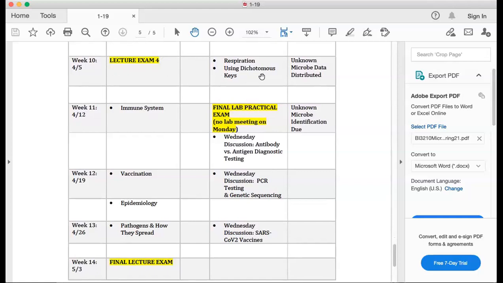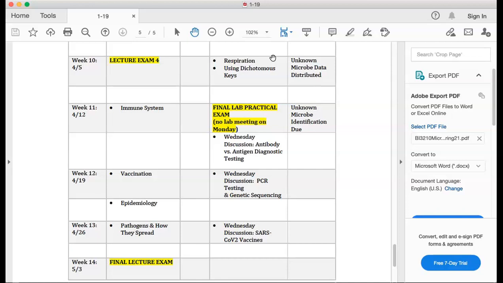And in laboratory next week, we'll be talking about our last biochemical test, which is a test or several tests that are involved in respiration, cellular respiration. The other thing that's going to happen next week in lab is you're going to get your final laboratory assignment, which is the assignment where you'll be given an unknown microbe to identify.